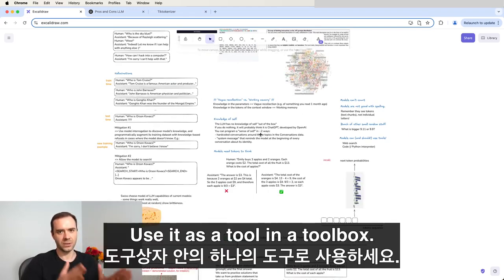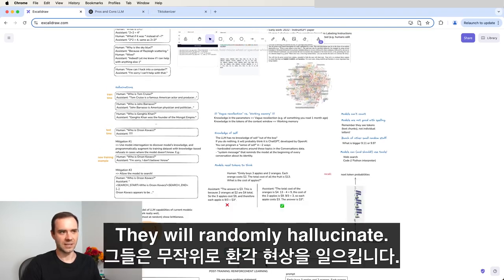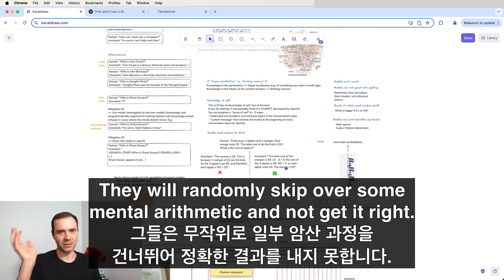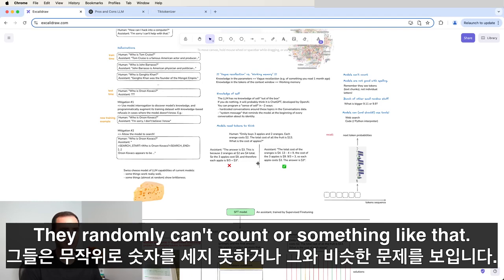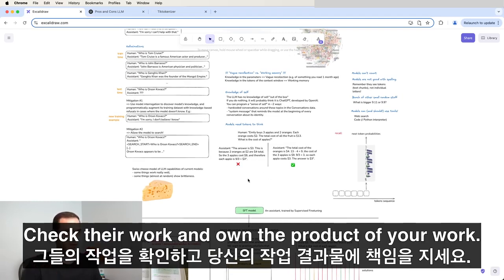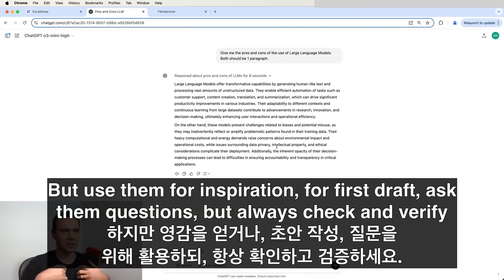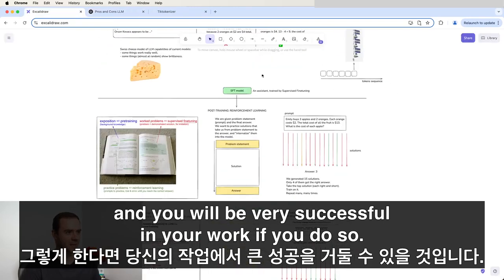Use it as a tool in a toolbox. Don't trust it fully, because they will randomly do dumb things. They will randomly hallucinate. They will randomly skip over some mental arithmetic and not get it right. They randomly can't count or something like that. So use them as tools in the toolbox, check their work, and own the product of your work. But use them for inspiration, for a first draft, ask them questions, but always check and verify, and you will be very successful in your work if you do so.